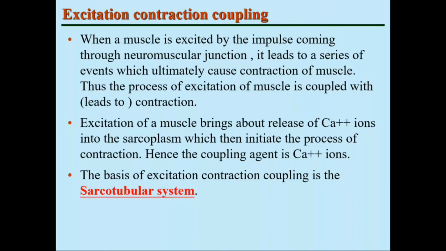The excitation of muscle brings about release of calcium ions into the sarcoplasm, and then the calcium ions bind with the troponin C and then initiate the process of contraction. So this is called as excitation contraction coupling.